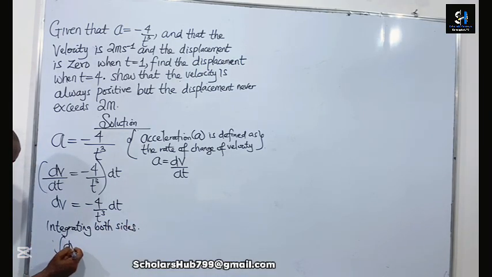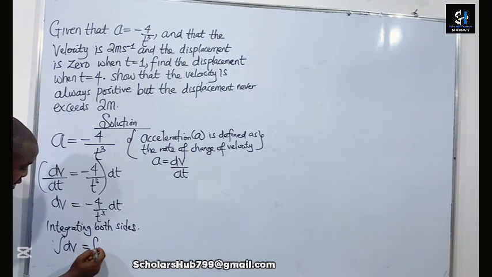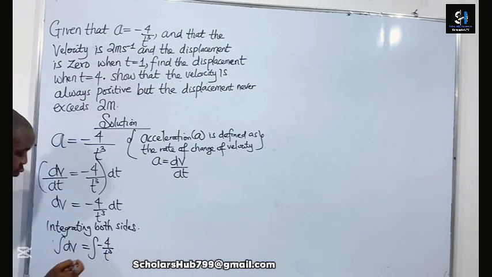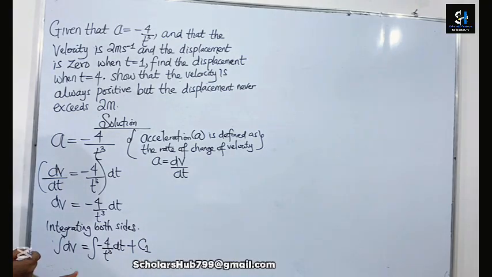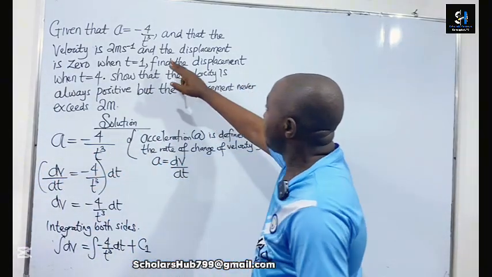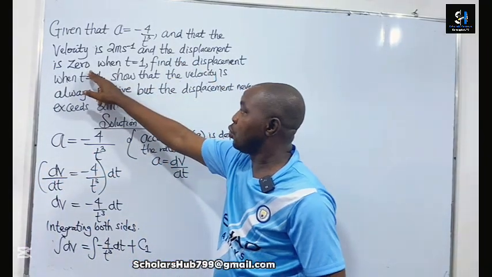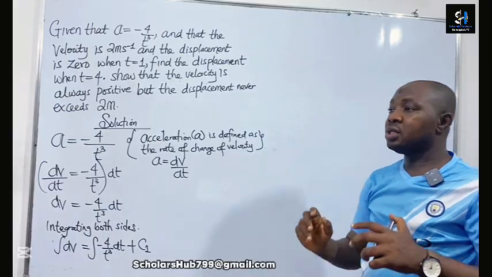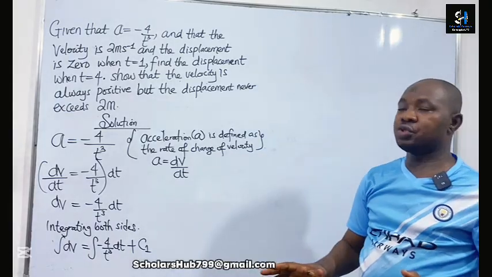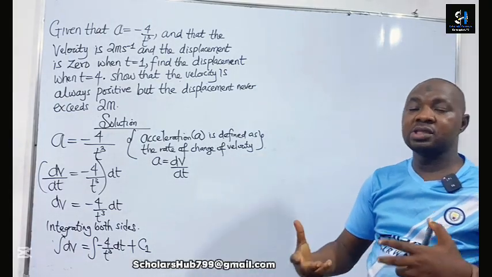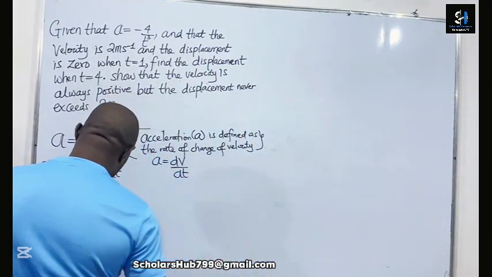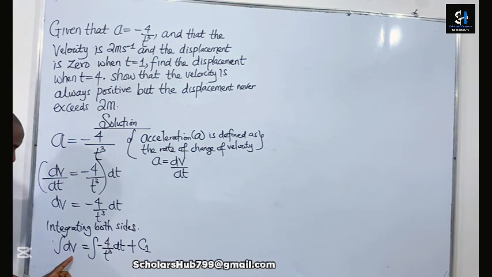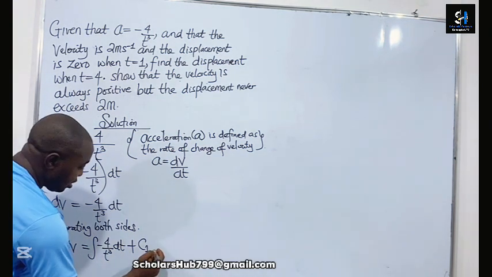So we have the integral of dv equals the integral of minus 4 over t cubed with respect to t, then plus, so this is the first, we have our first constant of integration. Because we have here that the displacement is 0, we are also going to write the displacement function equation using the velocity, because velocity is defined as the rate of change of displacement. So let's get the value of t first. Now integrating 1 dv, that will be v. Let me continue from here.